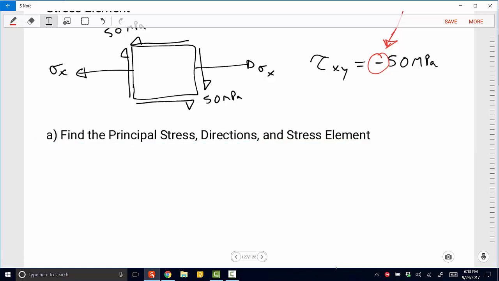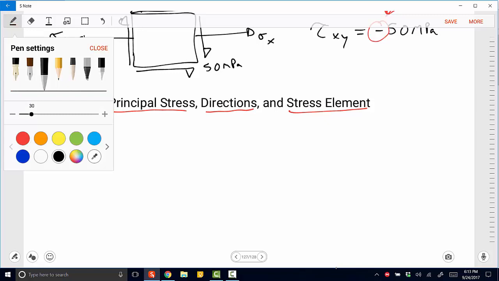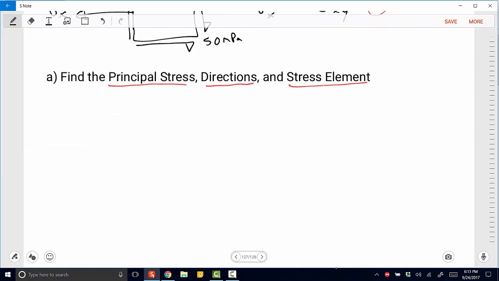So what does the element look like with those principal stresses? It's 1, 2, three things that we need to do for part A of this problem. So let's start doing that. Let's start solving this problem.